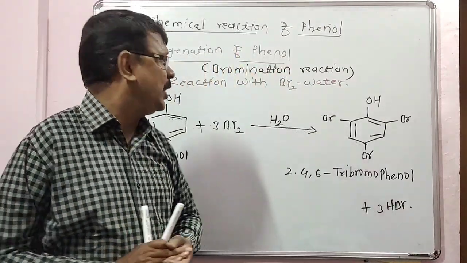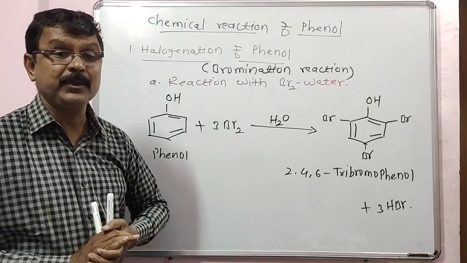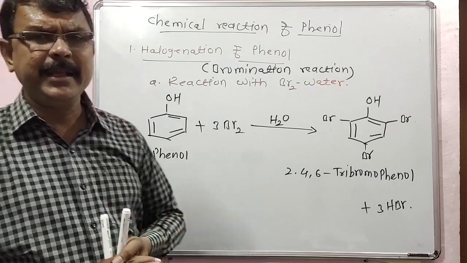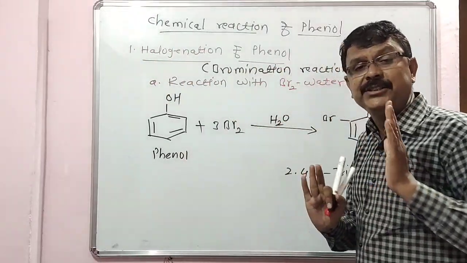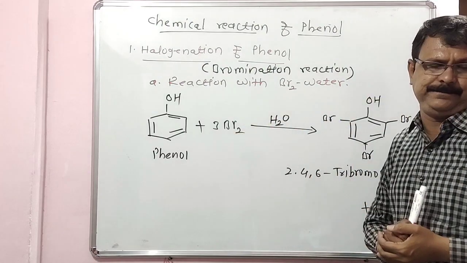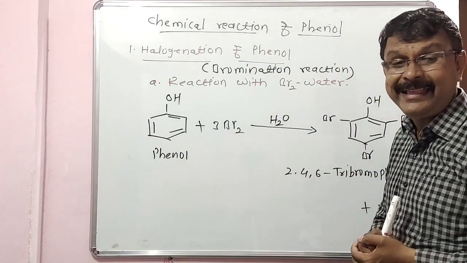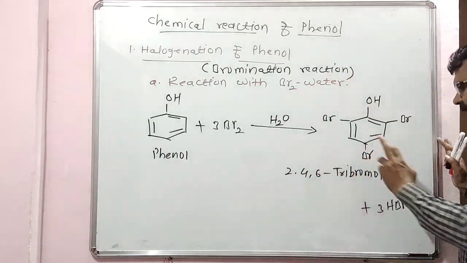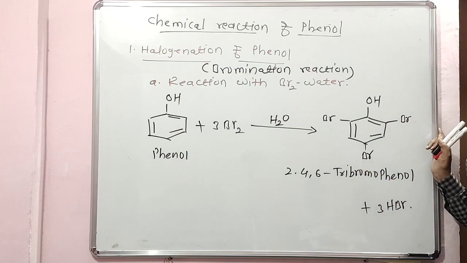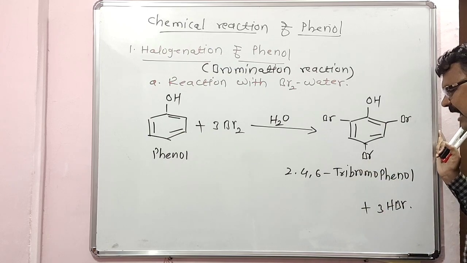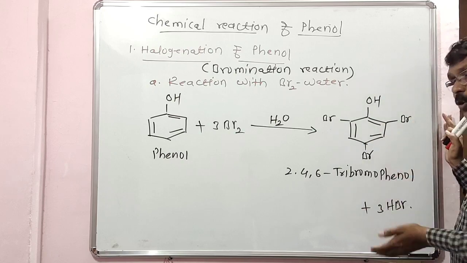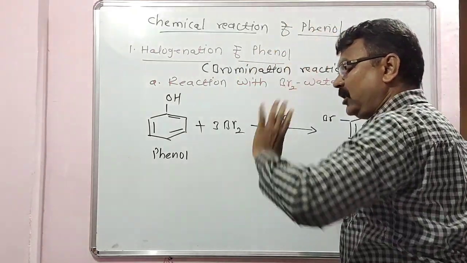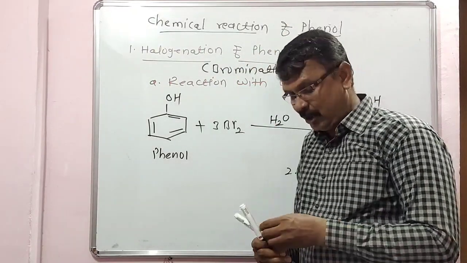Simple question: what is the action of bromine water on phenol? Answer: phenol is reacted with bromine water at room temperature, and it gives a white ppt of 2,4,6-tribromophenol. Which group is introduced in the phenol? Bromine, meaning halogen. This reaction is halogenation of phenol.